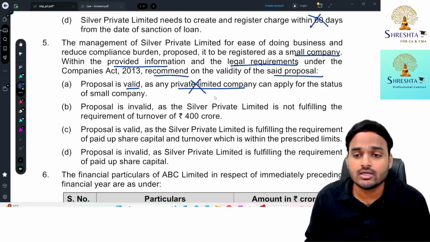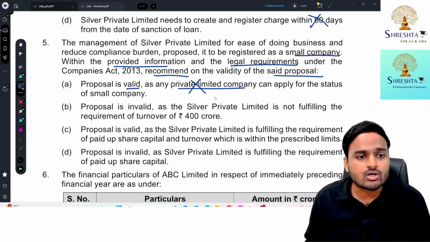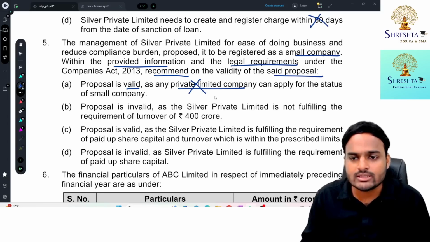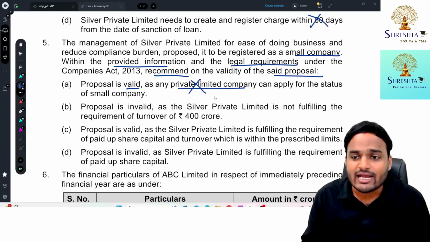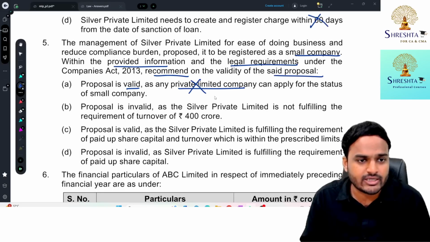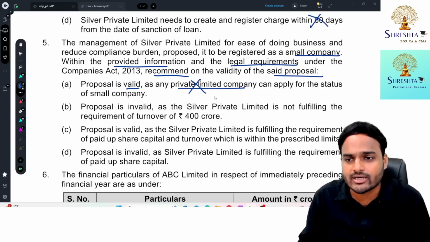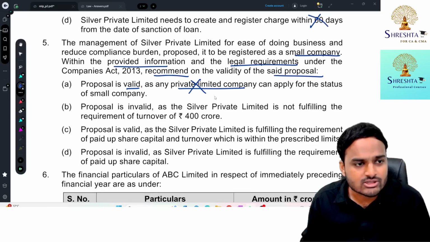Wrong option. Why? All private limited companies are not treated as small companies. Only the private company whose paid up share capital is less than or equal to 4 crores, whose turnover is less than or equal to 40 crores can avail the status of small company. Understood? Not all private companies can avail the status of small company.